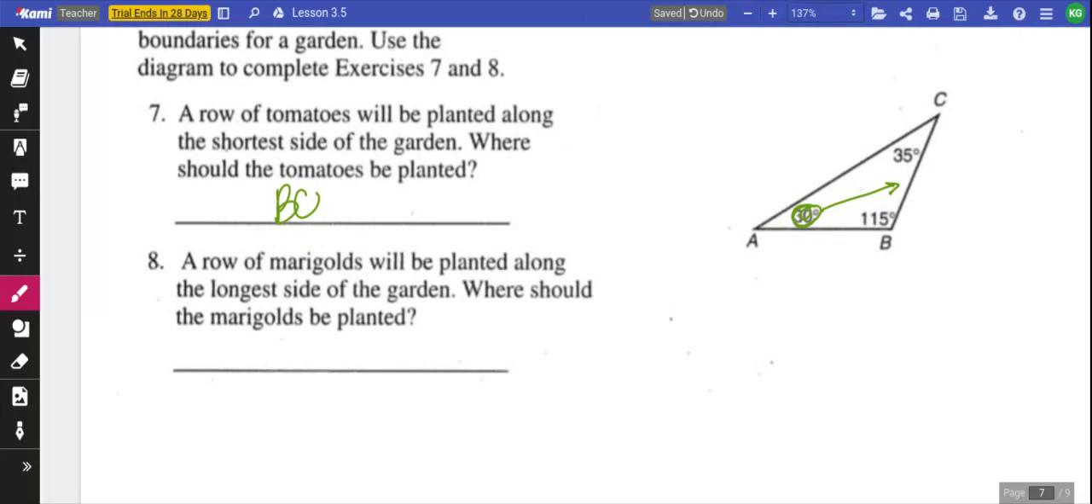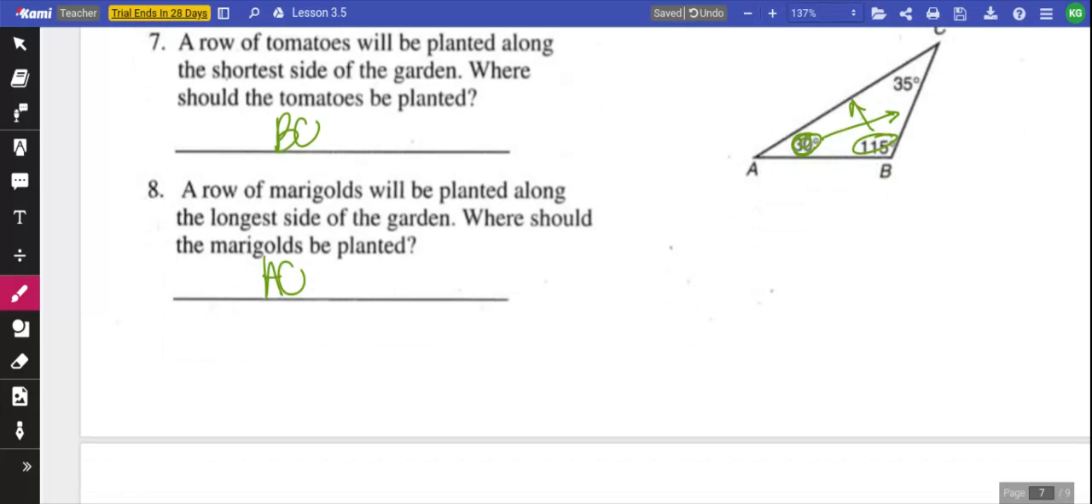A row of marigolds will be planted along the longest side of the garden. So the longest side of the garden will be opposite the largest angle. The largest angle is 115, so the longest side would be AC.